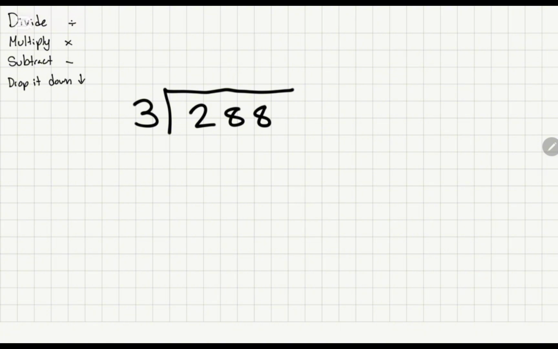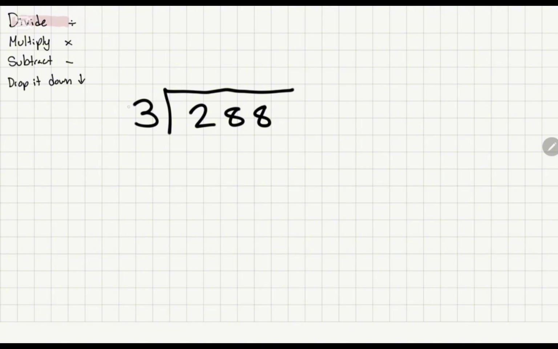Here I have 228 divided by 3. So if I were to write this out just in standard form, this would look like 228 divided by 3 equals, and we don't know what it equals. All right, so let me show you the steps to complete this. Our first step is to divide.